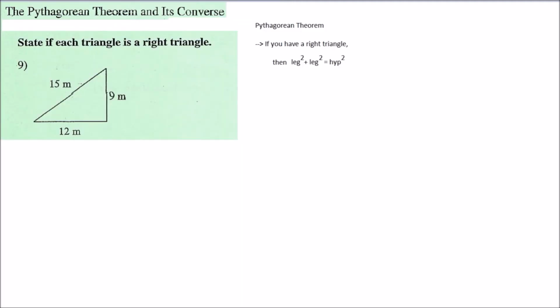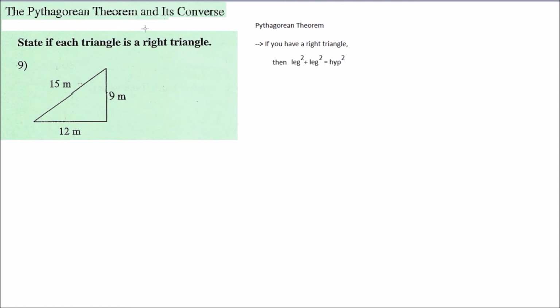Okay, so here's number 9. This is the last problem I'm going to go over for this video. Number 9 asks if we have a right triangle. If you notice, we've talked about this in class. There is no 90-degree angle. There is no right angle marked. Some people would say, well, it looks like a 90-degree angle, it looks like a right angle. And if you remember me, I say, don't go off of how it looks. But they want us to state if each triangle is a right triangle.